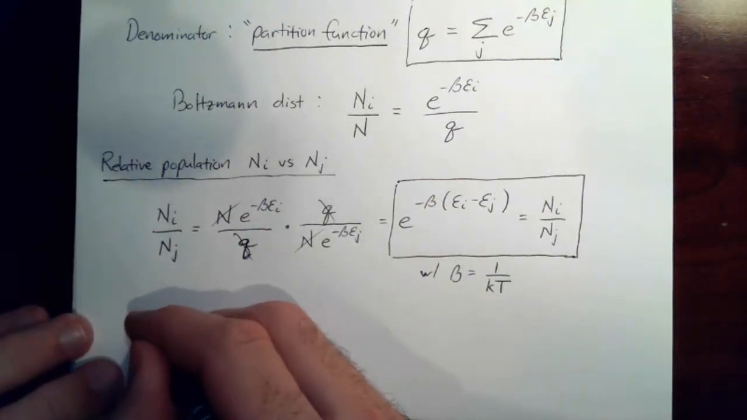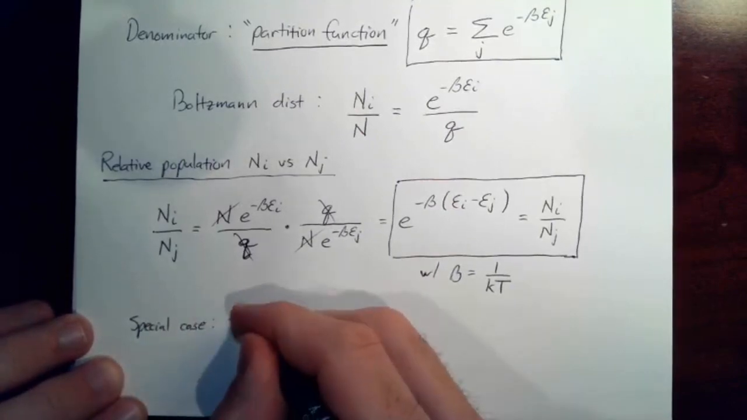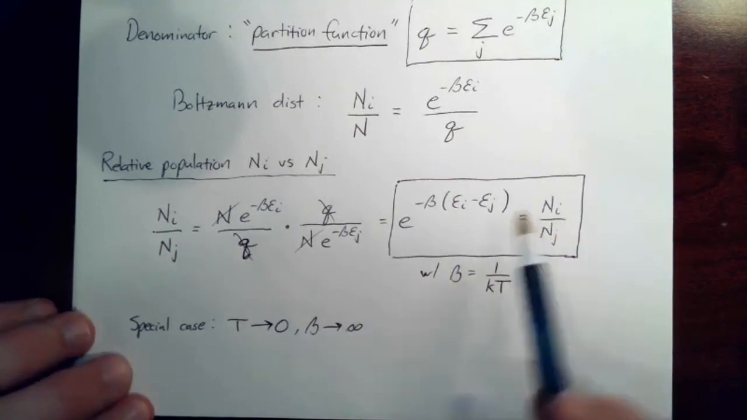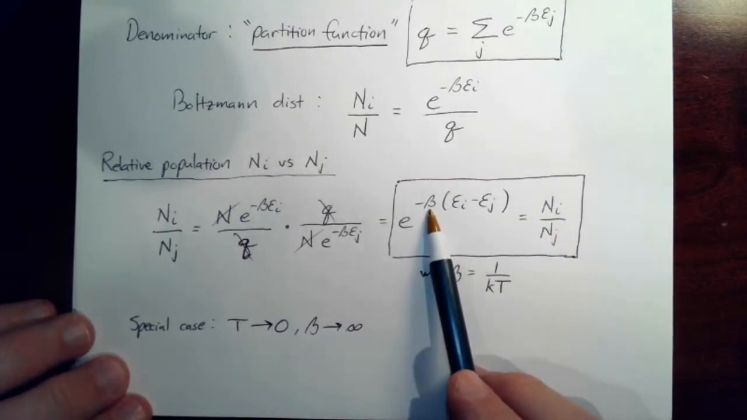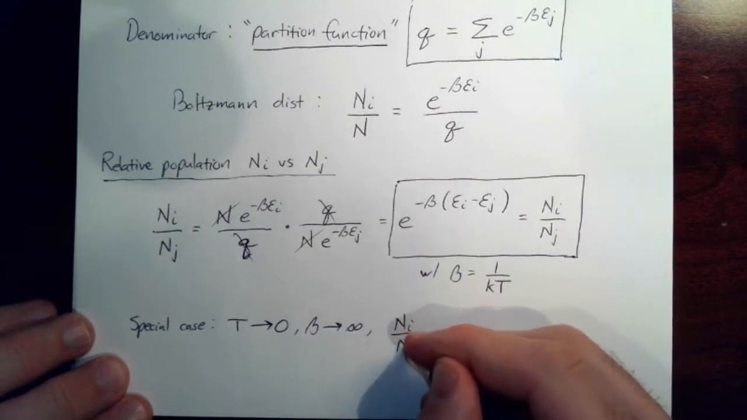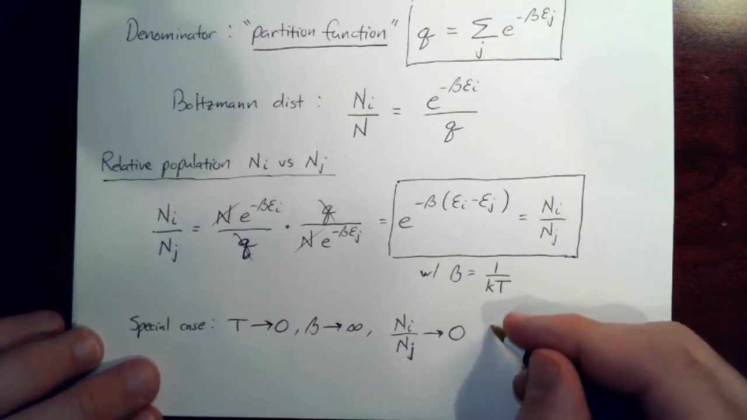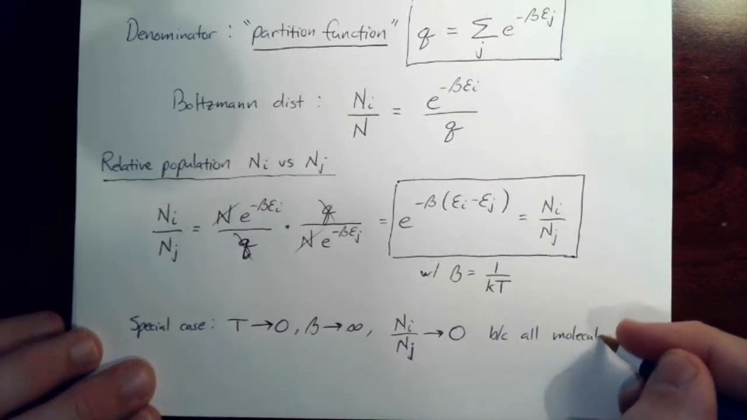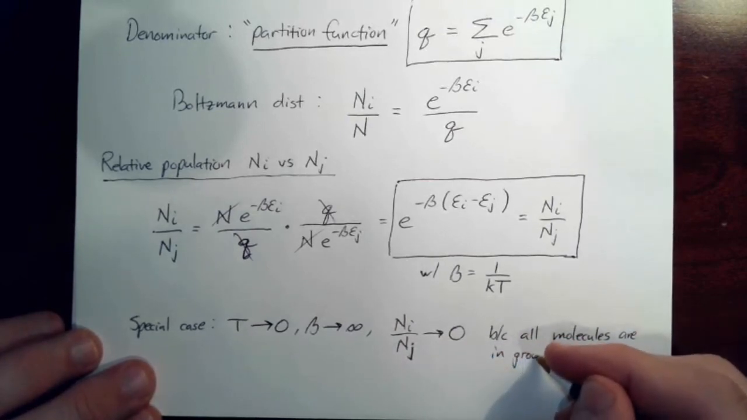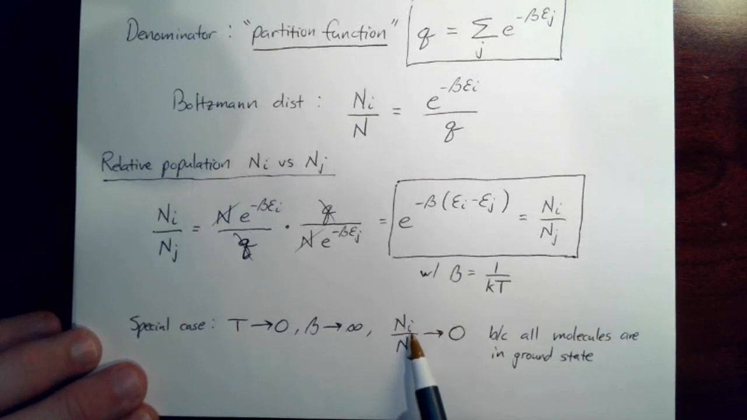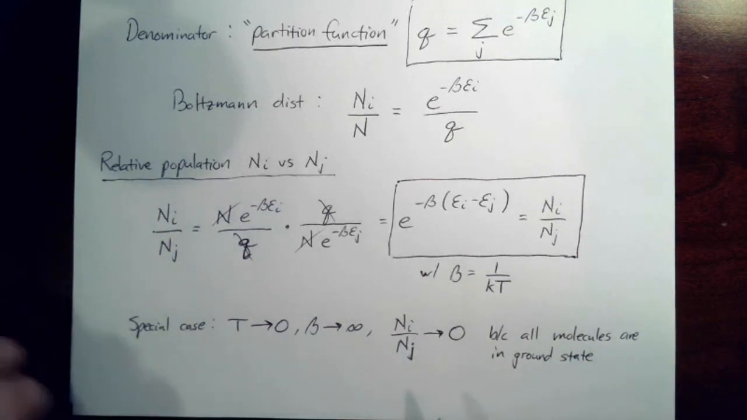An interesting special case is the case of absolute zero. So as T approaches 0, beta approaches infinity, and e to the minus beta, if beta is approaching infinity, approaches 0. So this ratio approaches 0. And the reasoning here is that all of the molecules are in the ground state. So whatever you choose for i, the ratio of i to, say, the ground state is going to be 0.